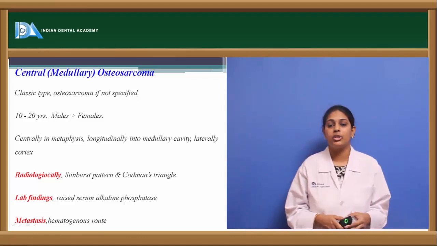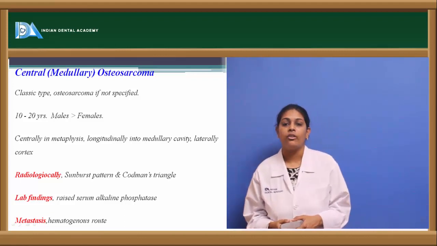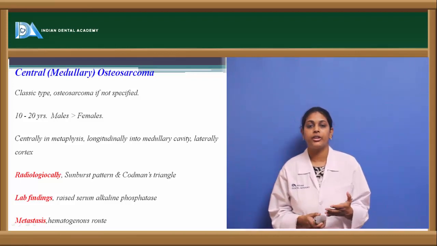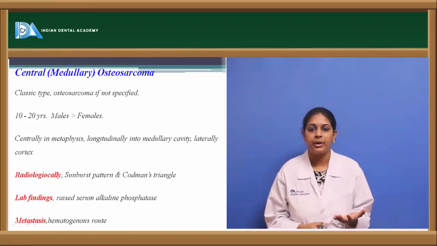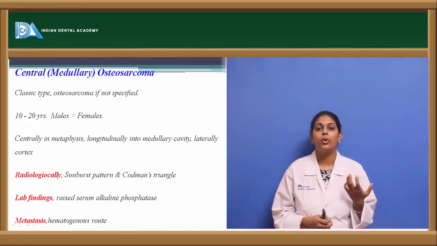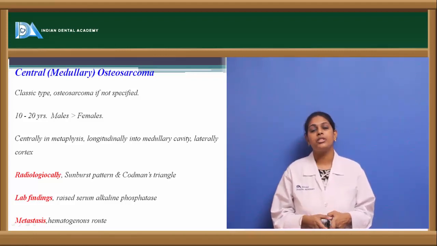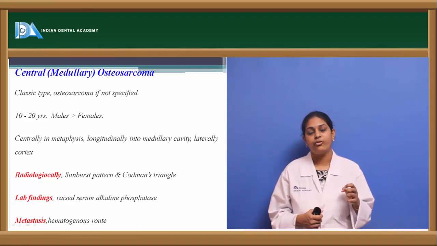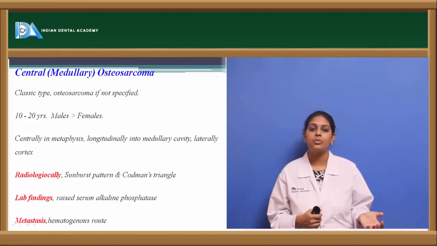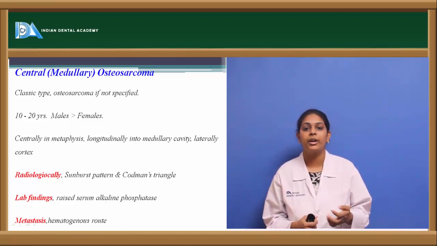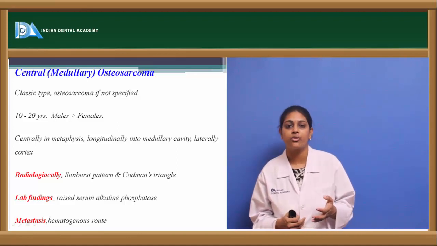Radiologically, one of the most important characteristic features of an osteosarcoma of the central medullary type is known as the sunburst appearance, because of the abnormality in the bone resorption areas as well as bone deposition areas. This gives a sunburst type appearance, and other than that, we also see Codman's triangle as an important radiological feature. It is known as Codman's triangle because it forms an angle between the periosteum as well as the cortex. This gives an appearance of a triangle or an angle.